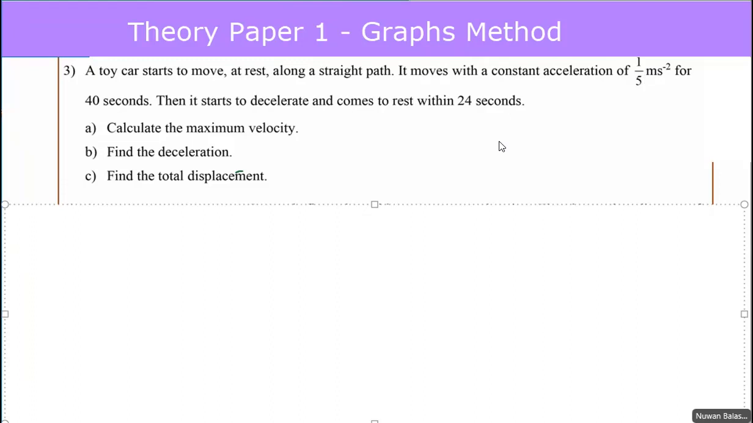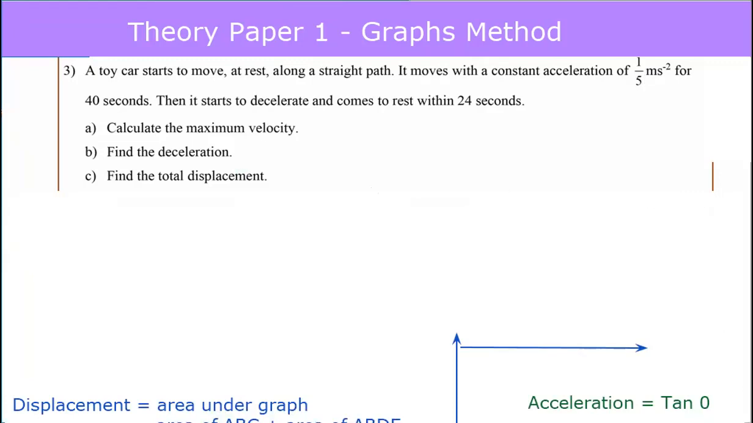So you can identify two different time durations. If you read the question, you should be able to identify two different time durations. What are the two different time durations there? The first 40 seconds and the last 24 seconds. Am I right there? Read the question. Check whether you can identify these two time durations.